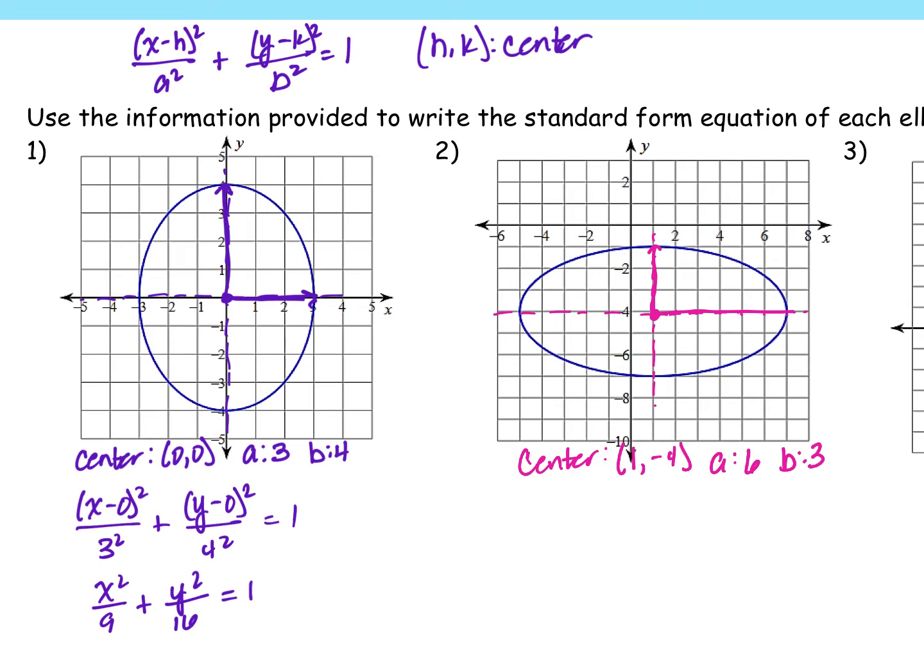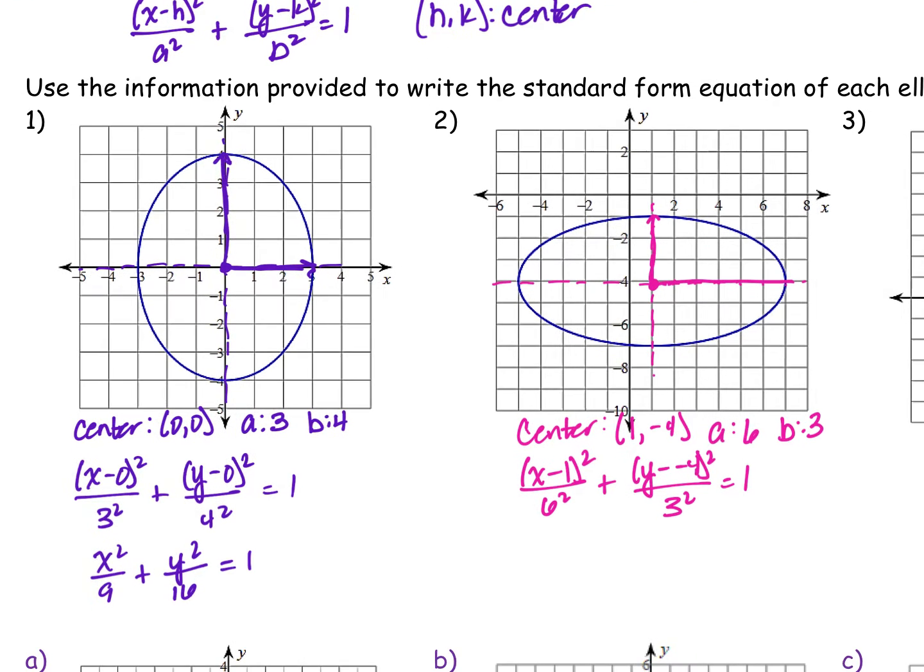Now I'm going to substitute it into the equation. So I get, let's see, what do I get? (x minus 1) squared all over 6 squared plus (y minus negative 4) squared all over 3 squared equals 1. And then if I simplify the equation, I should get (x minus 1) squared over 36 plus (y plus 4) squared over 9 equals 1. Done.